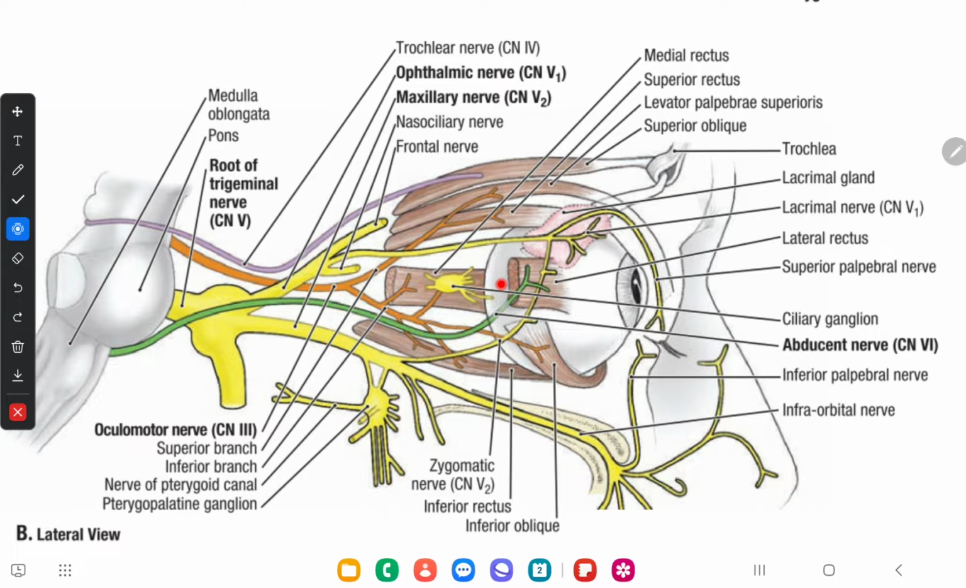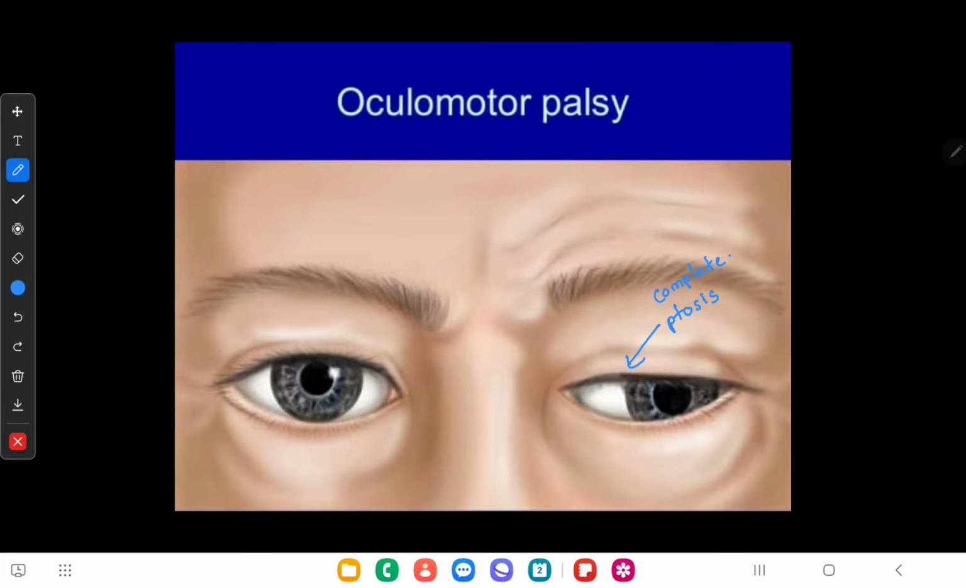Let's discuss the clinical correlations, or what happens if there is a lesion in the oculomotor nerve. You can see there is complete ptosis, which means complete closure of the eye because of paralysis of the levator palpebrae superioris muscle, because you know the oculomotor nerve supplies this muscle. Then there can be external strabismus, which is due to unopposed action of the lateral rectus and superior oblique muscles.